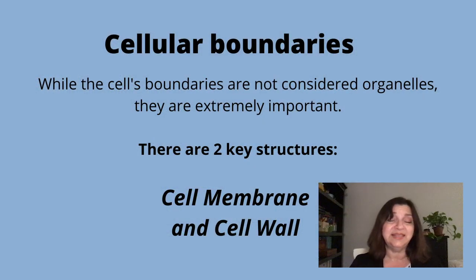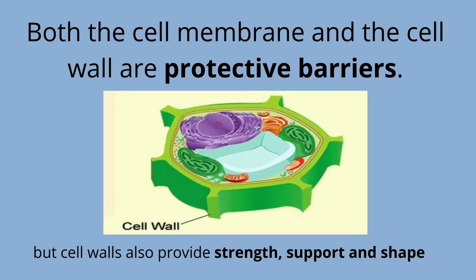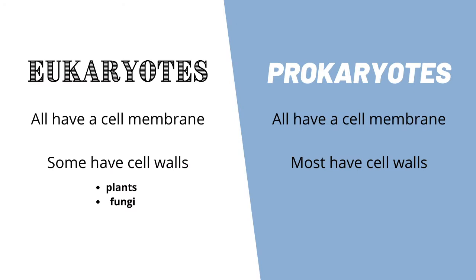And last but not least, cellular boundaries. While the cell's boundaries are not considered organelles, they are extremely important. There are two key structures, the cell membrane and the cell wall. Both the cell membrane and the cell wall are protective barriers, but cell walls also provide strength, support, and shape to the cell.